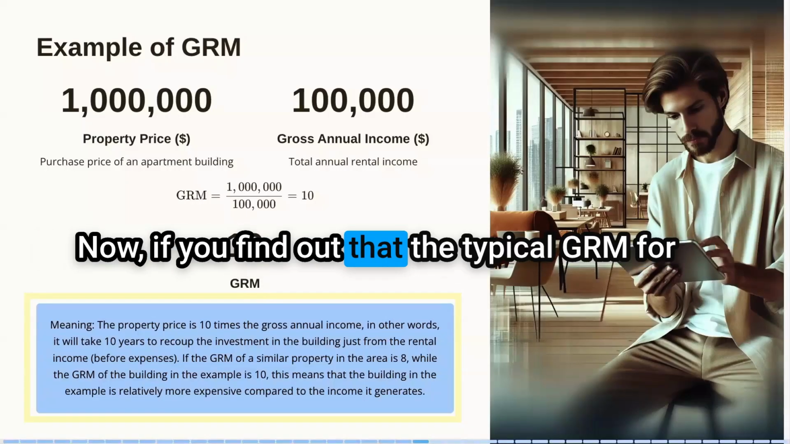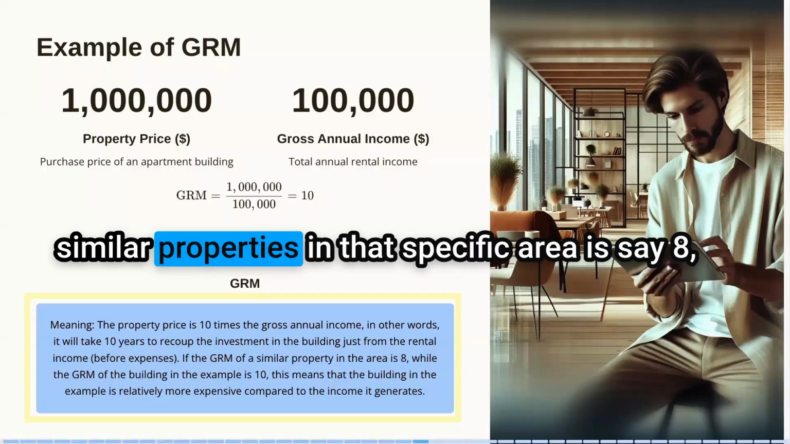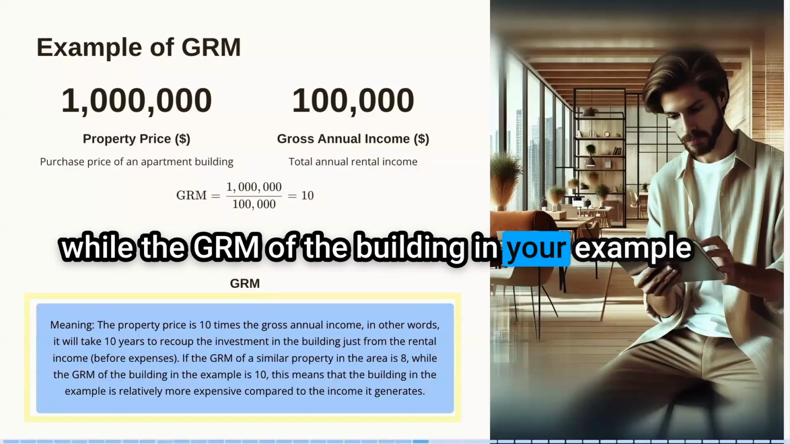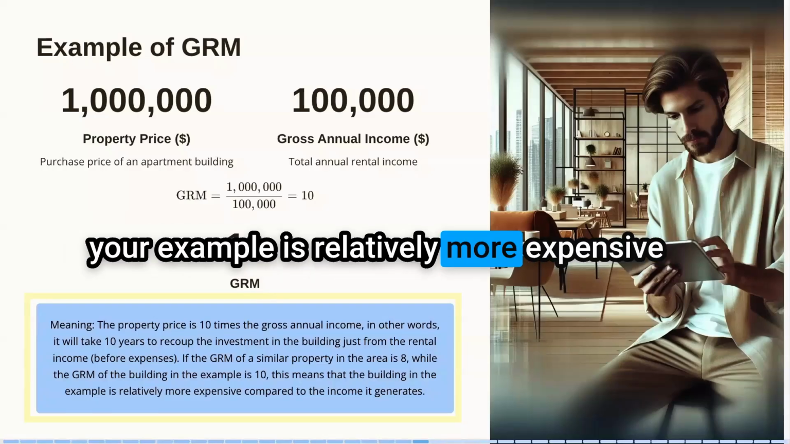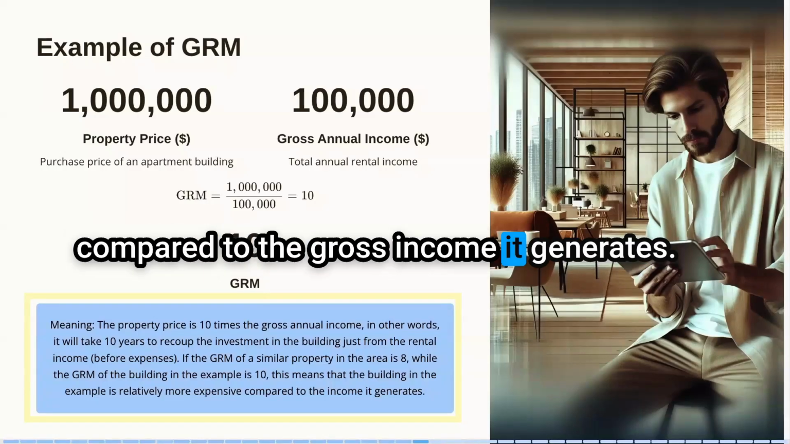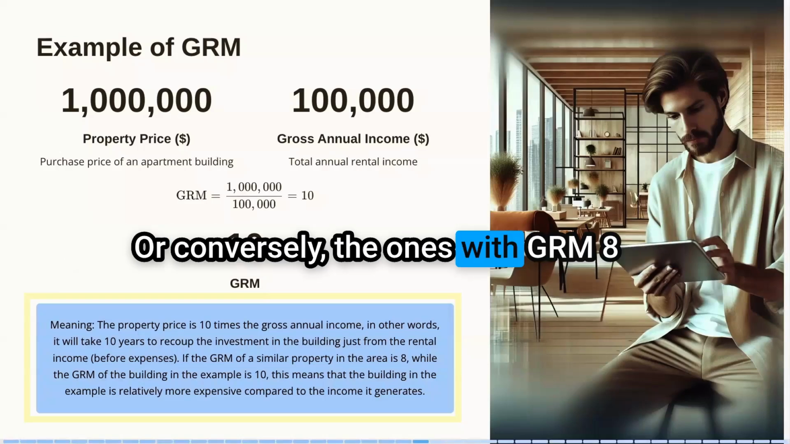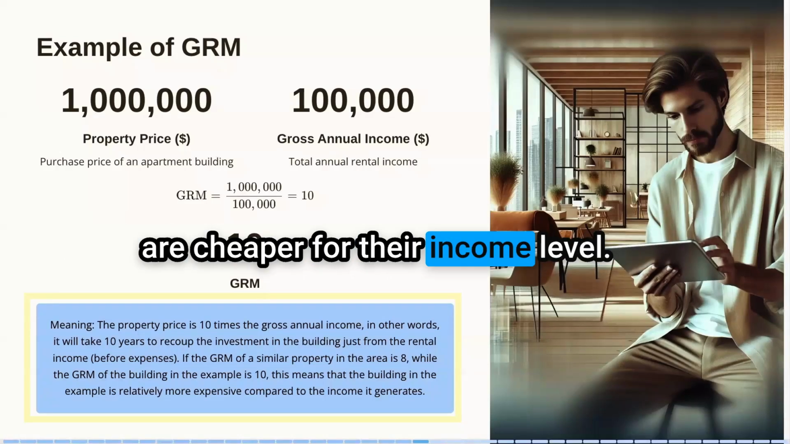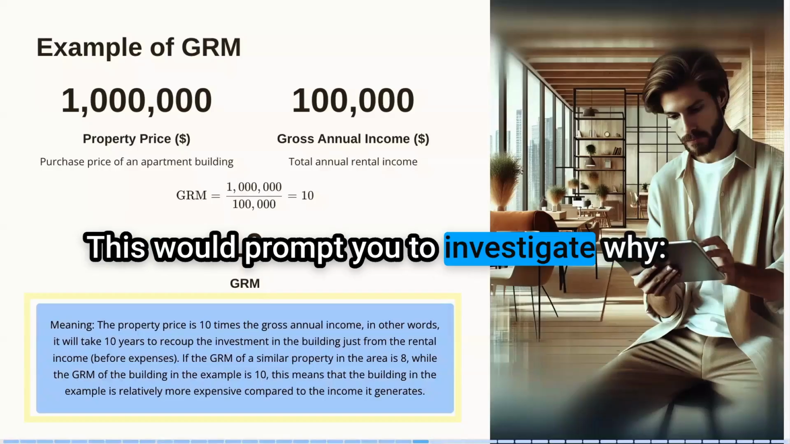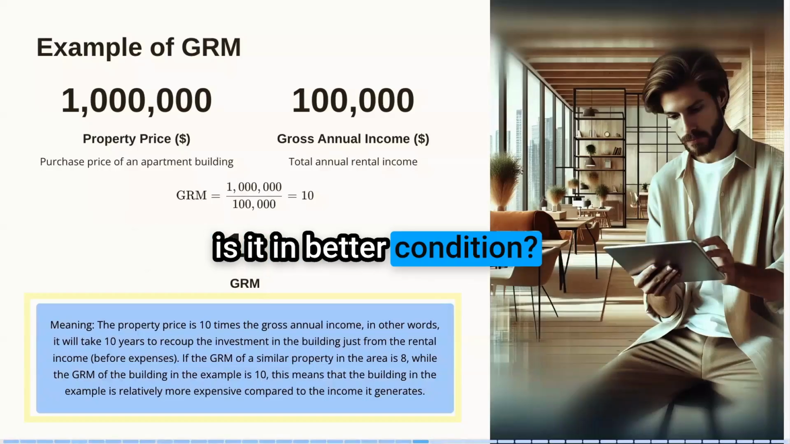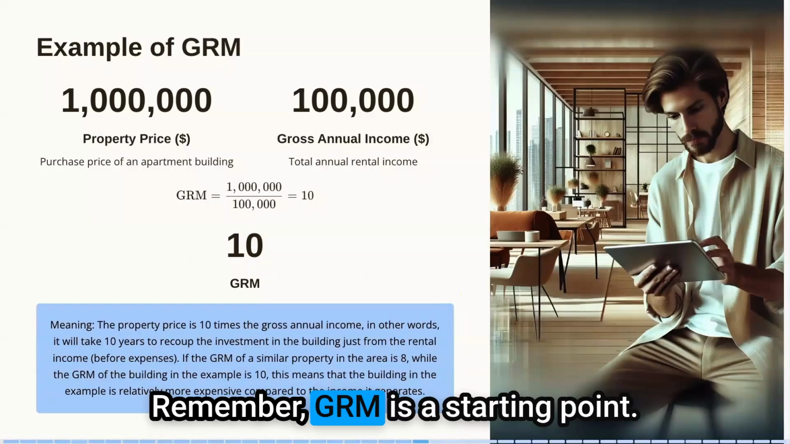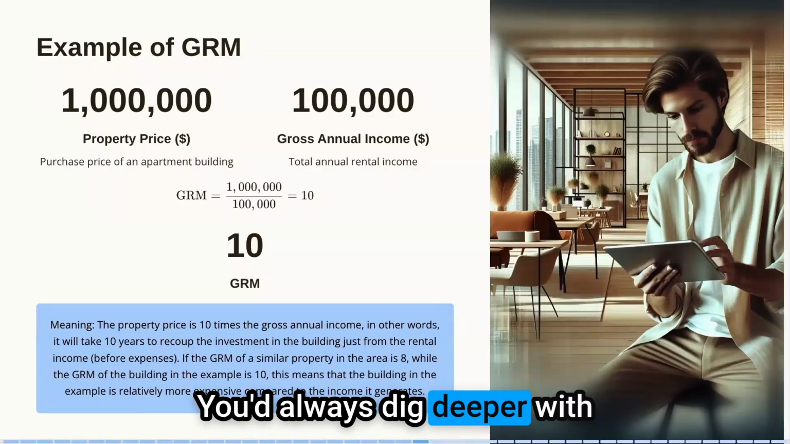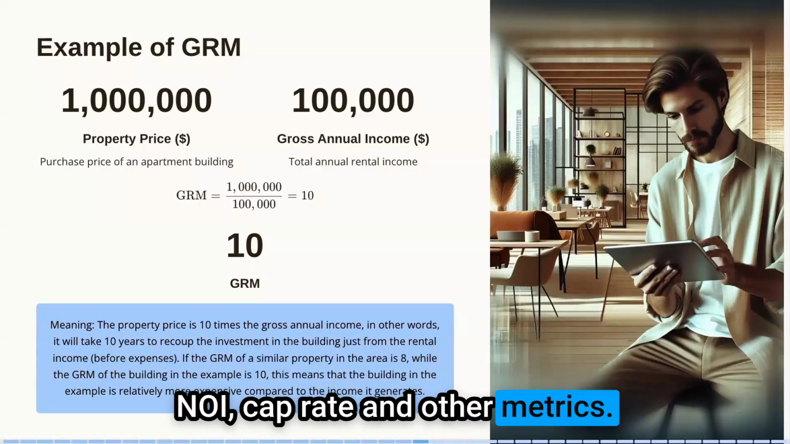Now, if you find out that the typical GRM for similar properties in that specific area is, say, 8, while the GRM of the building in your example is 10, this might suggest that the building in your example is relatively more expensive compared to the gross income it generates, or conversely, the ones with GRM 8 are cheaper for their income level. This would prompt you to investigate why. Is it in better condition? Is there a reason for the premium, or is it simply overpriced? Remember, GRM is a starting point. You'd always dig deeper with NOI, cap rate, and other metrics.